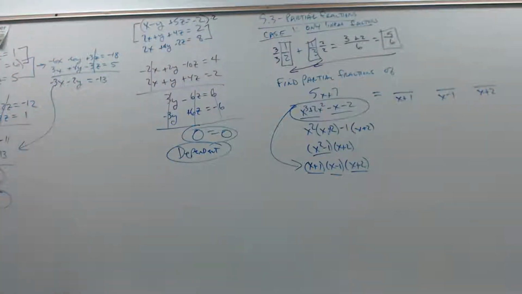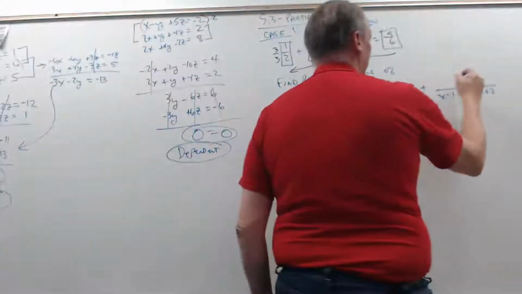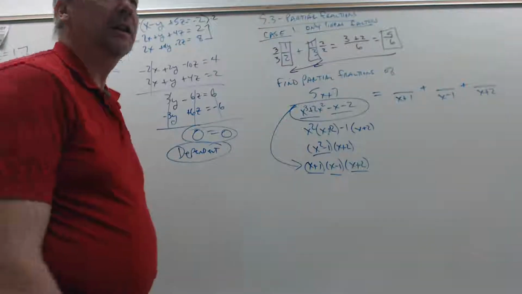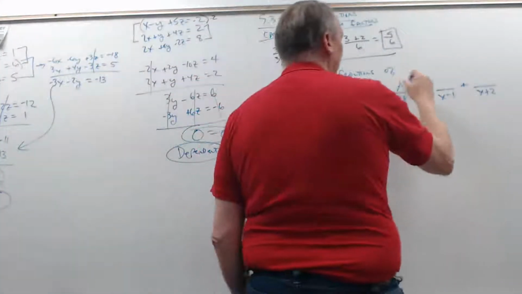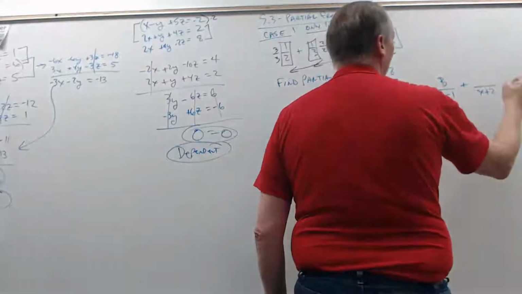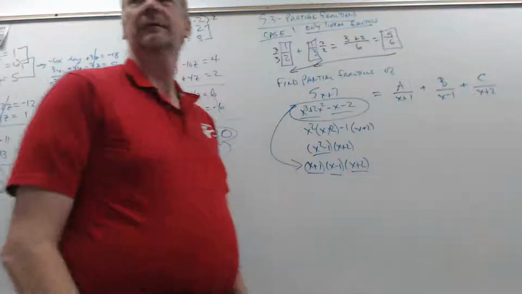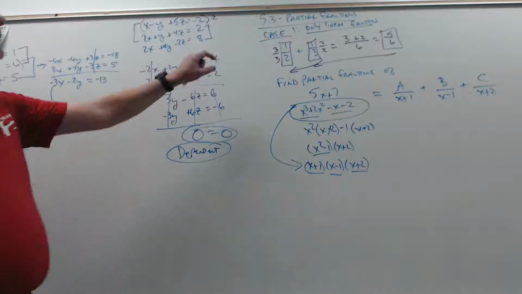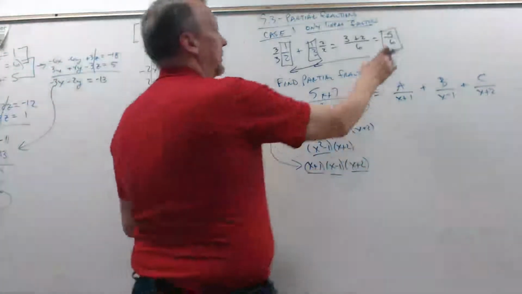Okay, does that make sense so far? Yeah. And we're going to add them together. I don't know what's going to be in here, so I'm just going to put the letter A, the letter B, and the letter C. Okay? Now the idea, just like we were talking about here, we're starting with 5, 6.